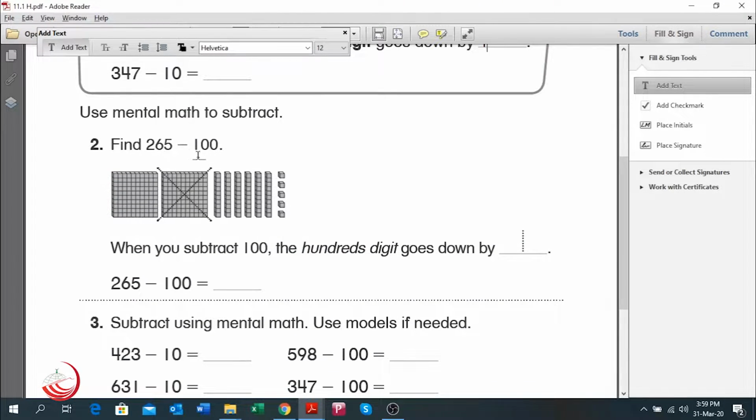Answer it. Use mental math to subtract. Find 265 minus 100. When you subtract 100, the hundreds digit goes down by 1. So which one here is the hundreds digit? Is it the 2, the 6, or the 5? The hundreds digit goes down by 1. You can see here from the blocks. These are 265. We subtracted 100, so we took away 100. How many are left?